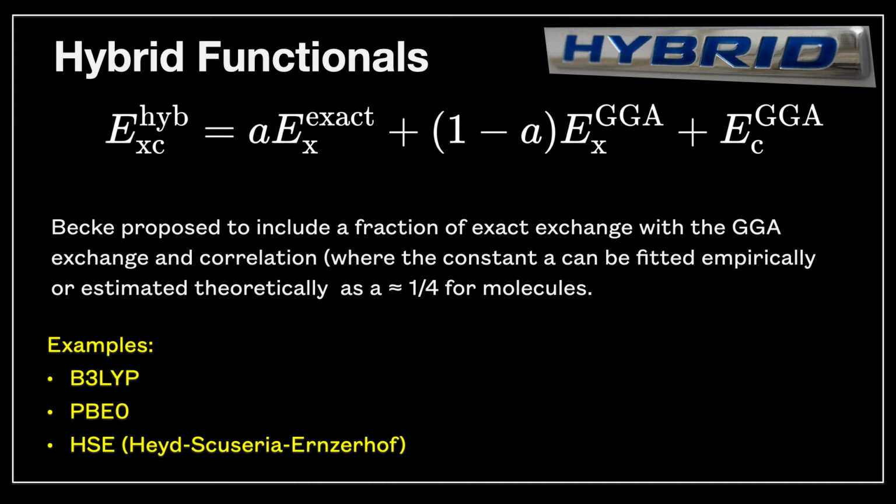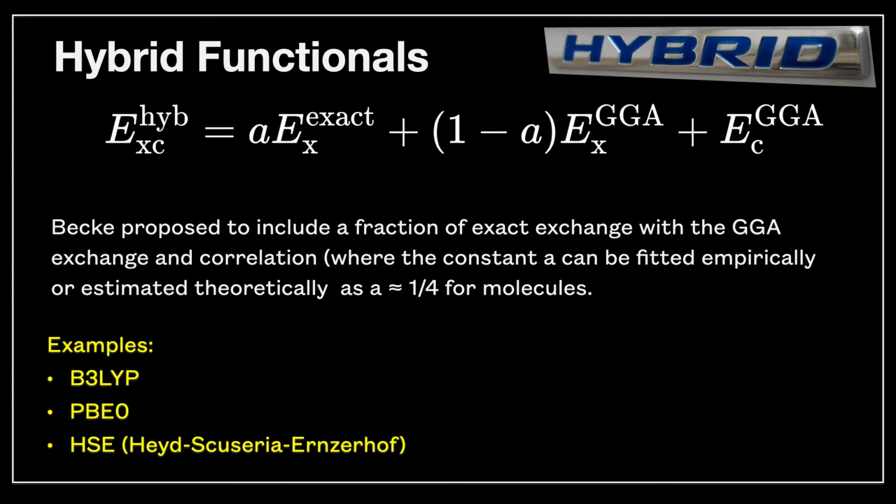If exchange was completely absent from GGA or LDA, things would be great, because you would just add the exact exchange. Now the problem is there is some exchange already built in the GGA or LDA, and so that means that you cannot simply afford to add the exact exchange that you calculate from the Slater determinant of the Kohn-Sham orbitals. Instead, you have to mix. You have to add some GGA.